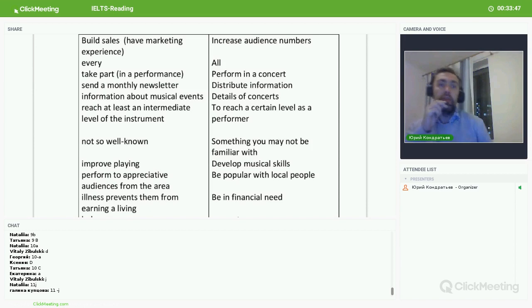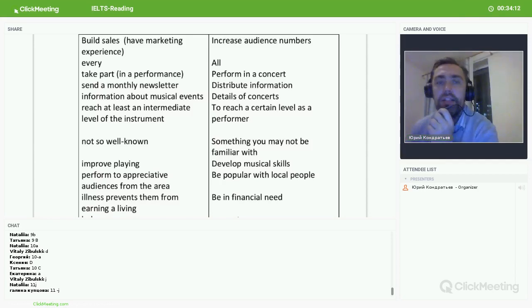So that's build sales and marketing experience, increase audience numbers. The more synonyms you look at, the more you understand the logic of the reading exam in IELTS. Take a performance, perform in a concert. Send a monthly newsletter, distribute information. Information about musical events, details of concerts. Reach at least an intermediate level of the instrument, to reach a certain level as a performer.